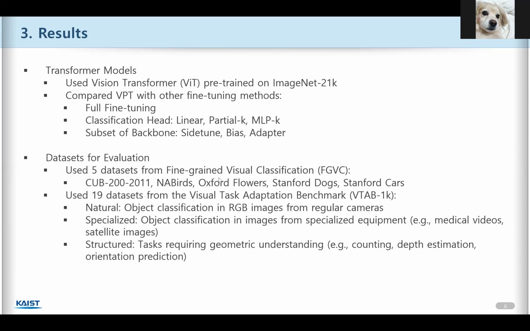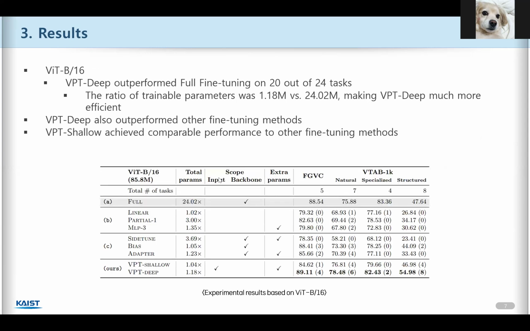Now let's look at the results for the ViT-Base/16 model. There are 3 key findings. VPT Deep outperformed full fine-tuning in 20 out of 24 tasks. Notably, it used about 1/24th the number of trainable parameters. VPT Deep also outperformed other fine-tuning methods. VPT Shallow, despite using very few parameters, still showed competitive performance.